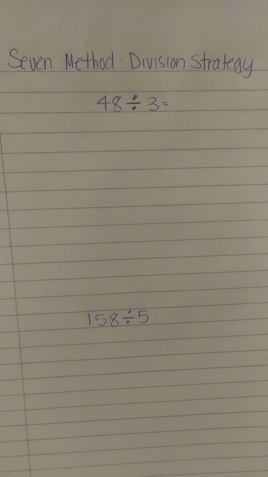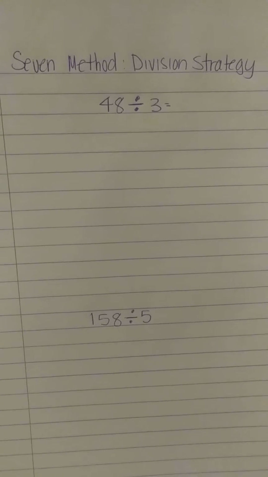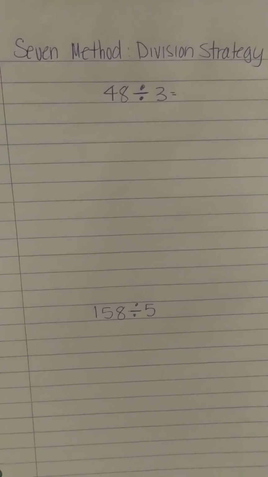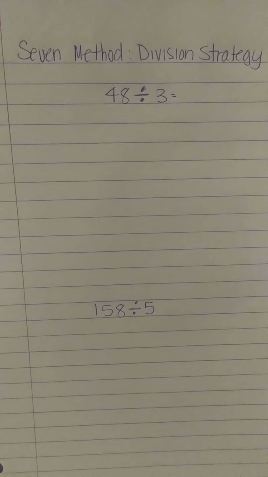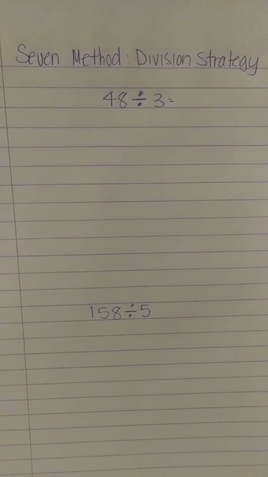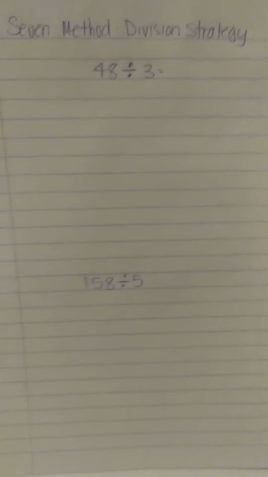In this lesson, you will learn the 7 method, a division strategy. So let's say we're doing 48 divided by 3. You have 48 apples and 3 baskets. How many apples can go into each basket?